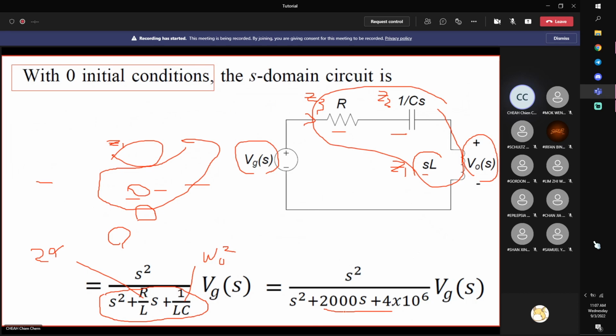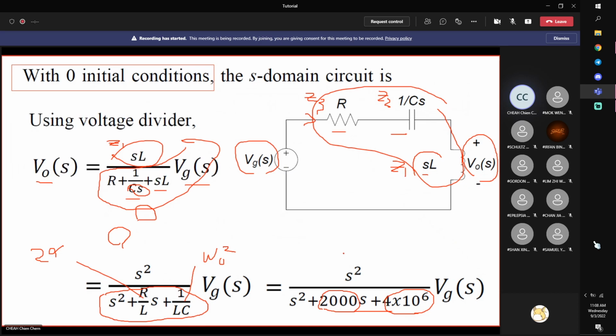So this also means that this is your 2 alpha. So alpha is 1000, and this is your omega 0 squared, right? So omega 0 is 2 times 10 to the power of 3. So actually we know what kind of response it is from this already.